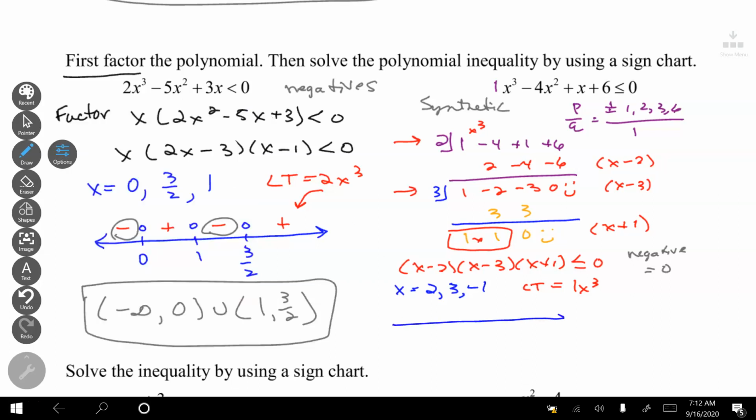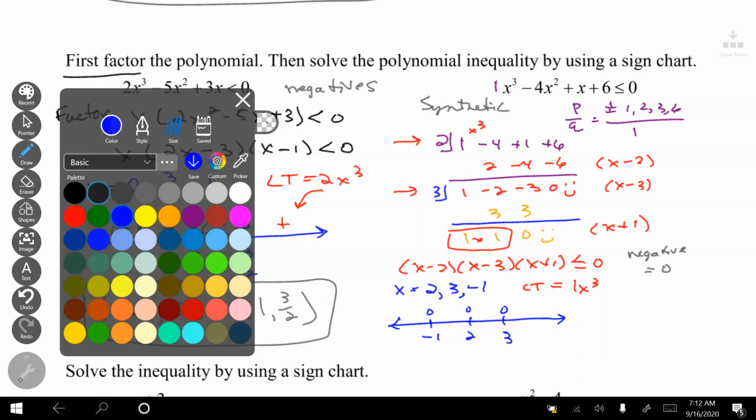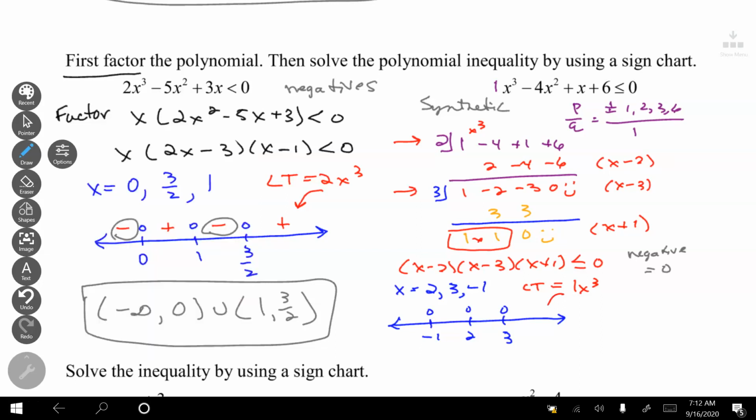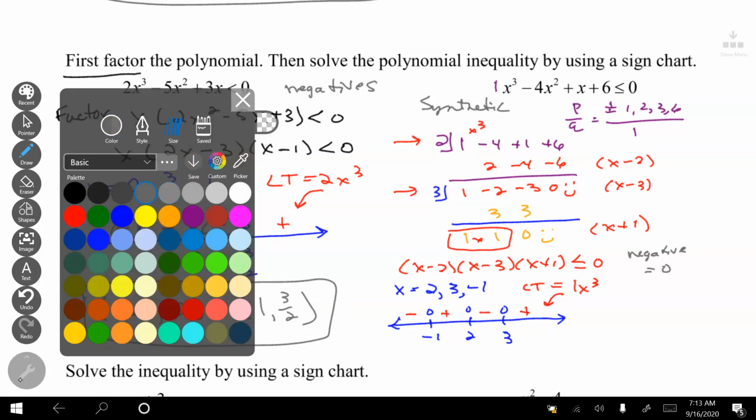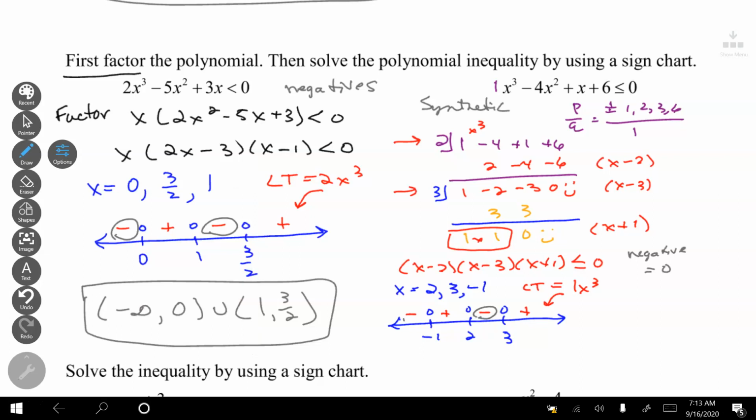So here's my number line. Like I said, I don't care about the spacing. These are zeros. Oh, no bouncers: positive, negative, positive, negative. I want the negatives and including the 0, so I get negative infinity to -1, bracket, union 2 to 3.